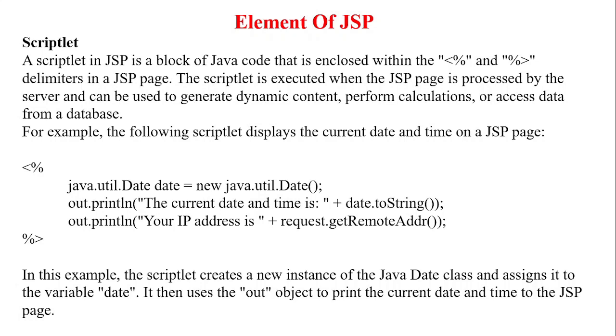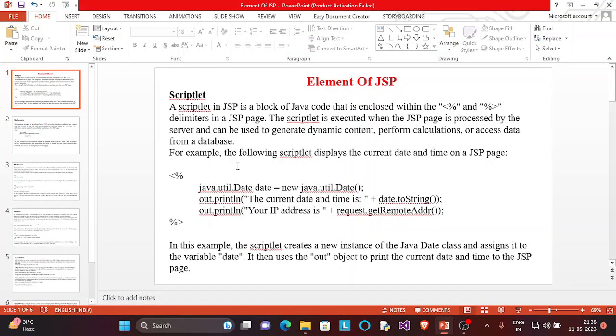And now we can see the description part. In this example the scriptlet creates a new instance of the Java Date class. We're creating the instance, or object, of the Date class, assigned to the variable date, and then we use the out object. The out object is also an implicit object in JSP. So we are using two implicit objects: the first one is out, and the second one is request. We use the out object to print the current date and time to the JSP page. So this is a simple way to use the scriptlet.